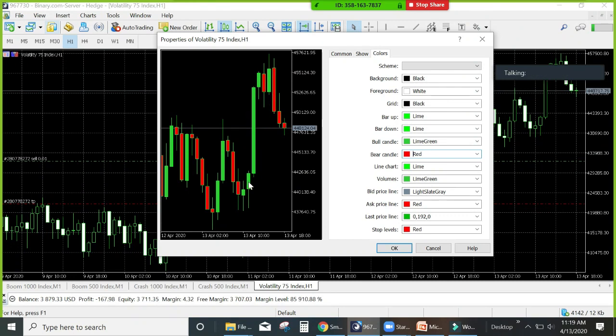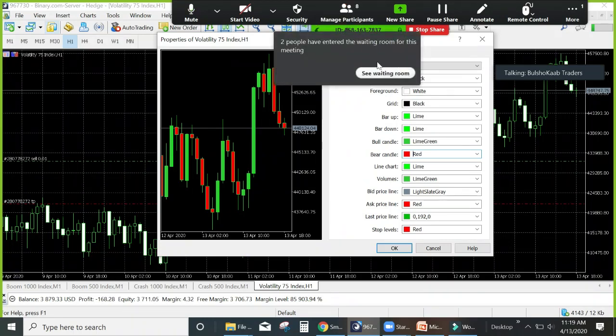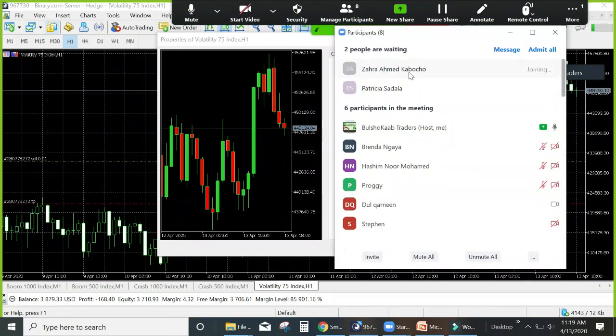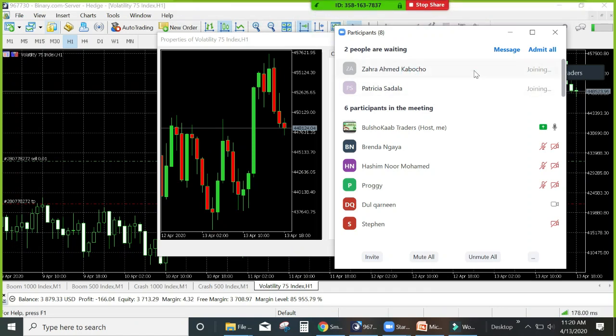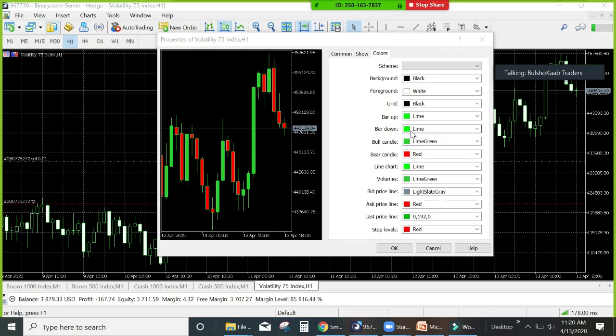The bearish candle has a green color and the bullish candle has a red color. So now, as you see, the bearish candle is red, so it will have the bar down candle, and then I have to change the shadow into red candle, okay? And then you see it changed.